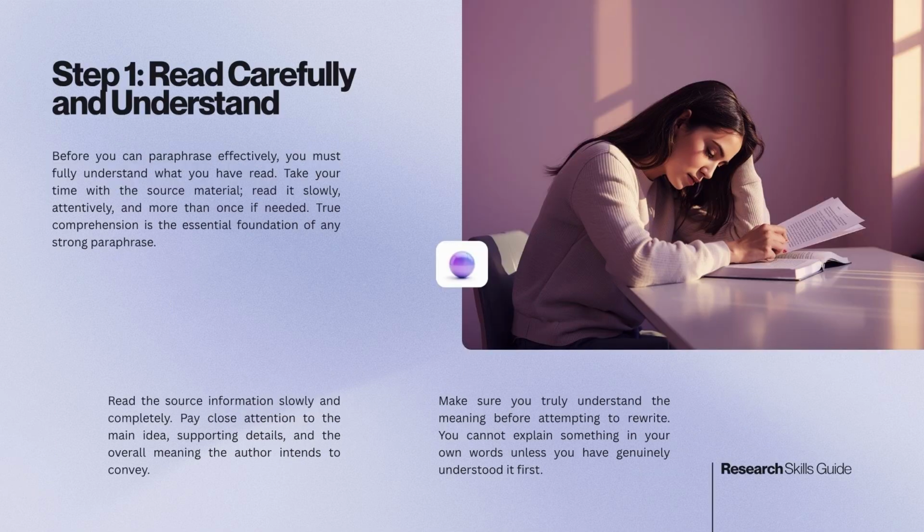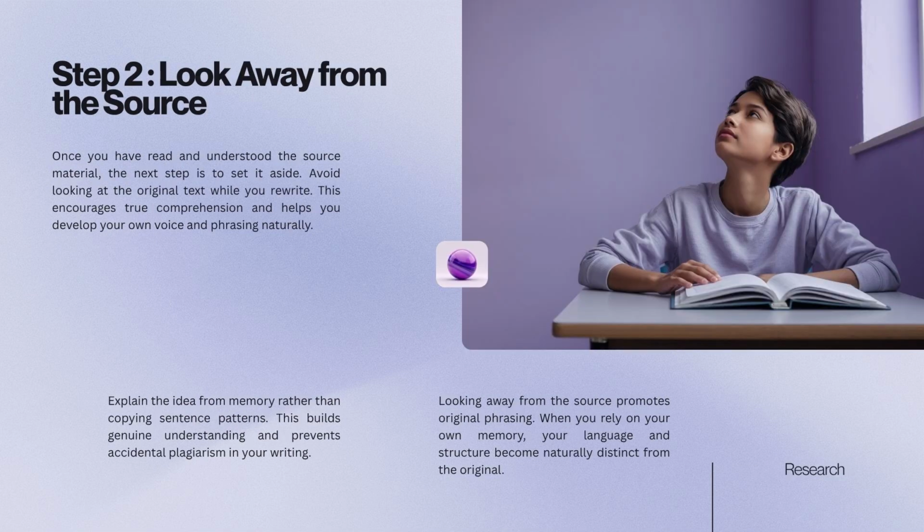The first step is to read the information carefully. Do not rush. Make sure you genuinely understand what it means. If you do not understand the information, it will be difficult to explain it in your own words. The second step is to look away from the source. This is a useful habit. Instead of staring at the original text, try explaining the idea from memory. This encourages understanding rather than copying.